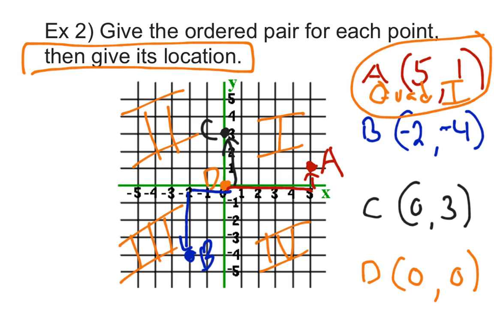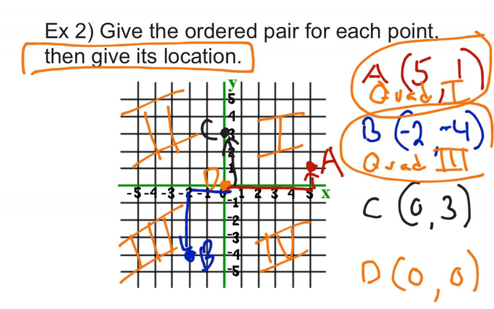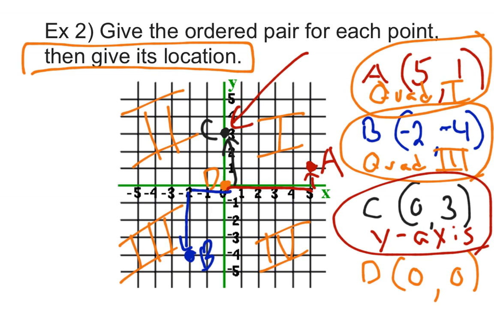Okay, so that's one answer. Part B, since B is down in the lower left, that looks like quadrant 3, so I'm going to write that down. Quadrant 3, that is an answer, the ordered pair and the location. C, now this is where it gets a little trickier, because it kind of looks like it's in quadrant 1, kind of looks like it's in quadrant 2, maybe it's in both of them. But really what happens is, because it's right on the line, because it's right on the y-axis, we simply say that it is located on the axis. It's located on the y-axis.